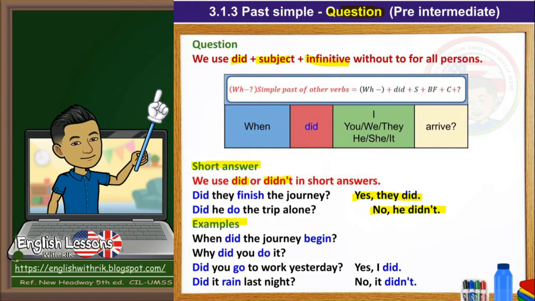Here are some more examples. When did the journey begin? Why did you do it? Did you go to work yesterday? Yes, I did. Did it rain last night? No, it didn't.